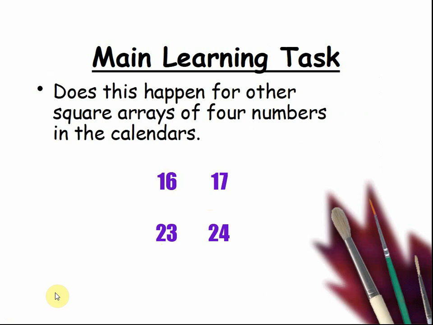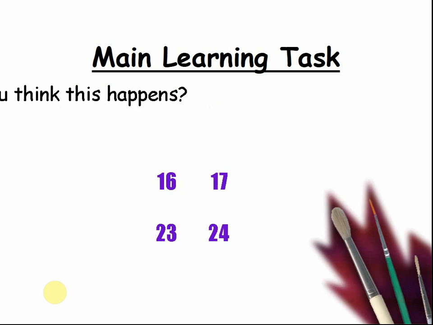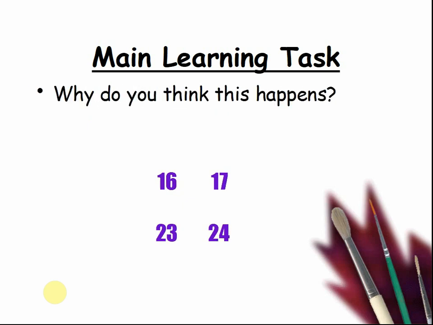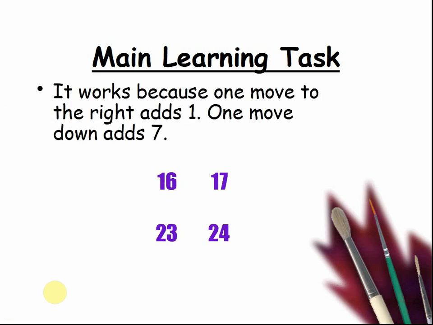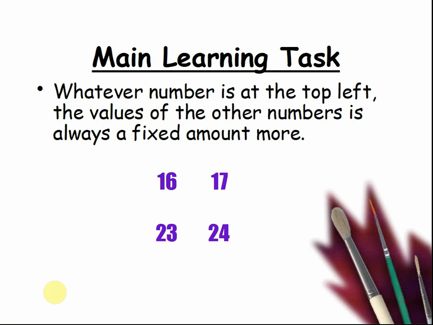Does this happen for other square arrays of 4 numbers in the calendars? Why do you think this happens? Pause the video and explain. It works because 1 move to the right adds 1. 1 move down adds 7. Whatever number is at the top left, the values of the other numbers is always a fixed amount more.